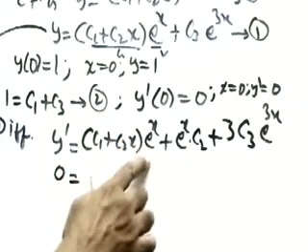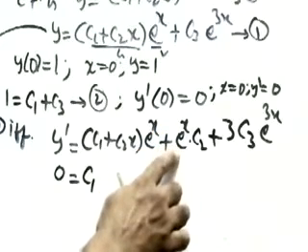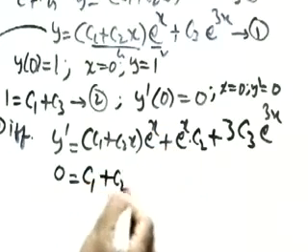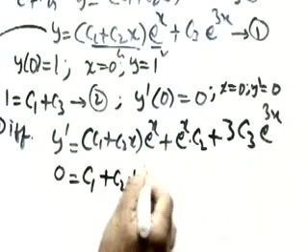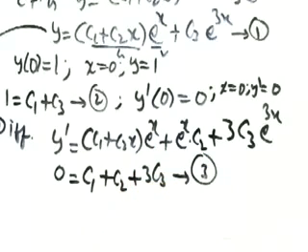y dash is 0, x is 0, so this becomes 0. e power 0 is 1, 1 into c1 we get c1. x is 0, e power 0 is 1, 1 into c2 we get c2, plus 3c3. Let me denote this as equation 3.